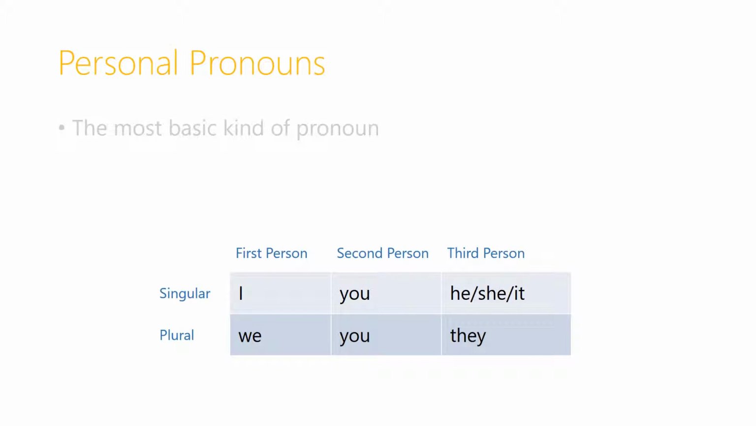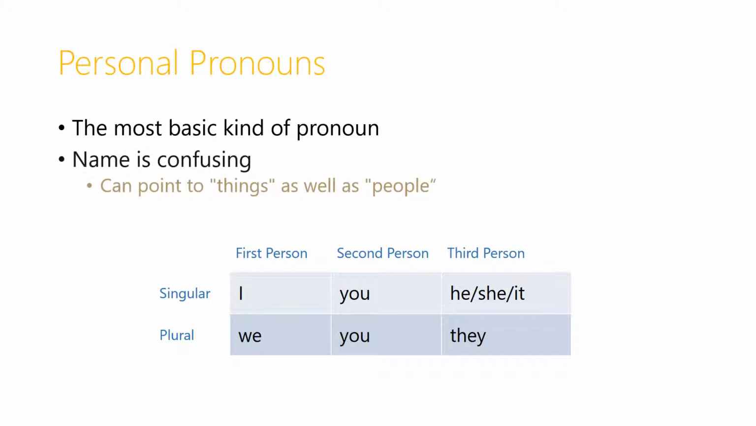These are the English personal pronouns, and they're the most basic kind of pronouns. The name is confusing. It can point to things as well as people. So it's not just a personal pronoun. We can also think of this as the person and thing pronoun.